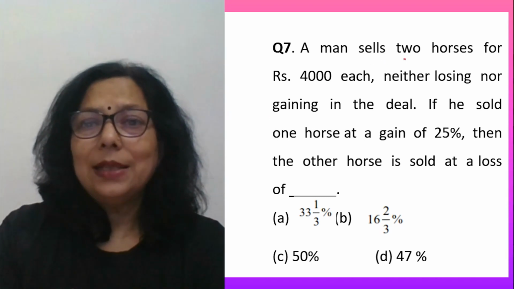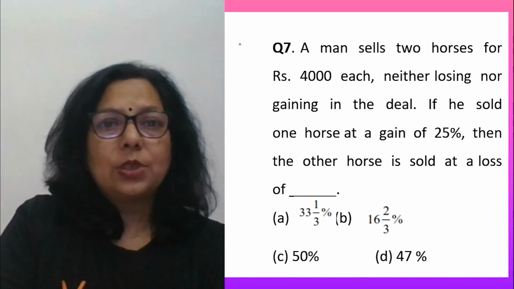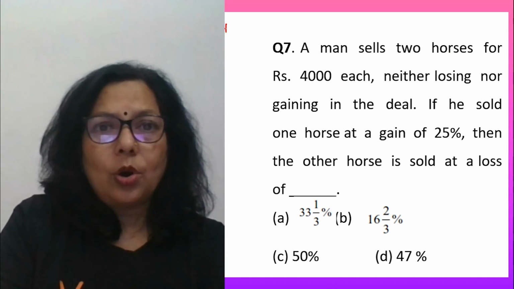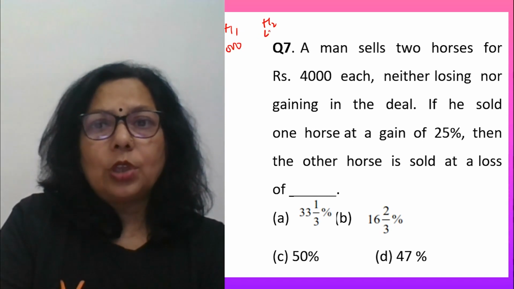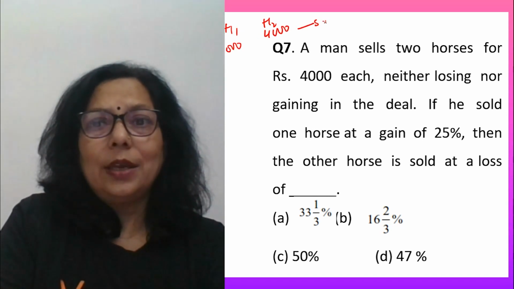Next, a man sells 2 horses for rupees 4,000 each. See, there are two horses, horse 1 and horse 2. Each is of 4,000 rupees. What is this selling price?